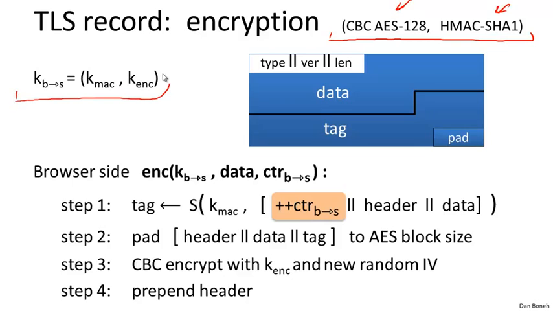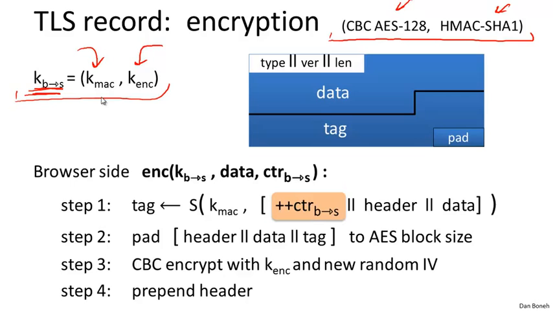Now, the browser-to-server key itself is made up of a MAC key and an encryption key. Two separate keys that are, again, negotiated during session setup. And again, I want to be absolutely clear, there is a separate key for browser to server and a separate key from server to browser, so that overall there are 4 keys: 2 MAC keys and 2 encryption keys, each one used in the appropriate direction.